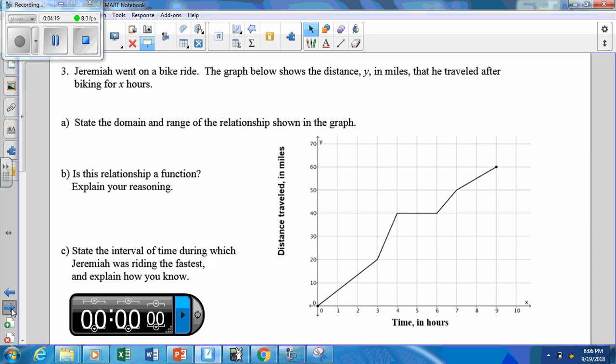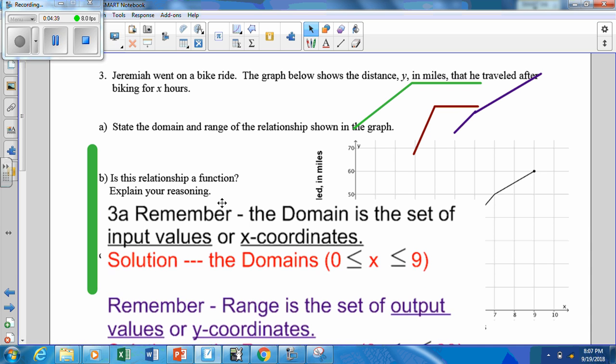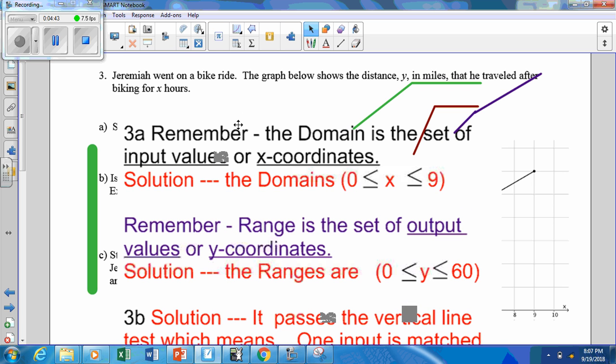Now, we're going to have fun with this in a minute. Get this out of the way here. All right. We are going to demonstrate a few things. So, for you guys at home, remember and copy down what you need to copy down, that the domain is the x values between 0 and 9, and the range are the y values between 0 and 60.